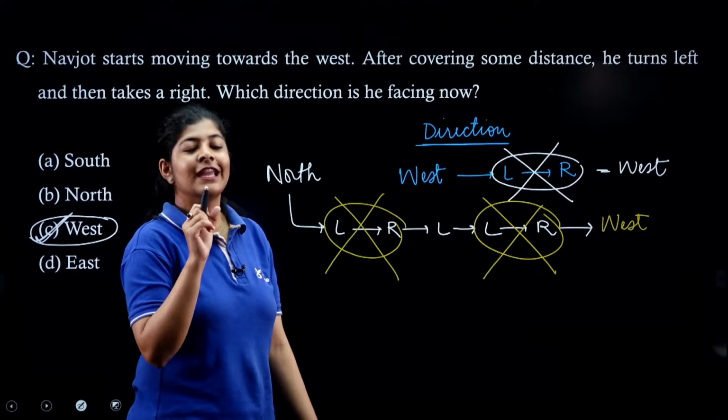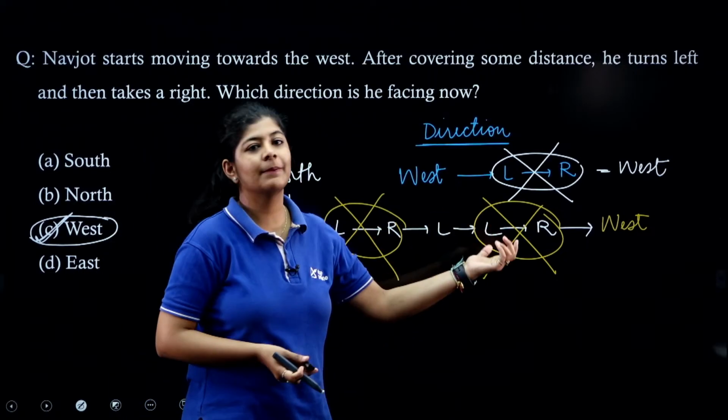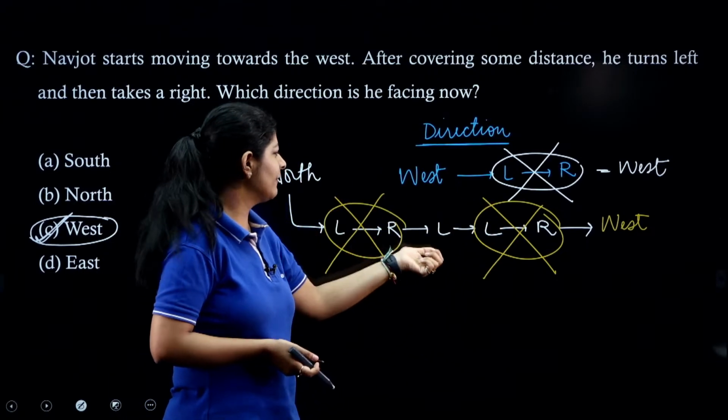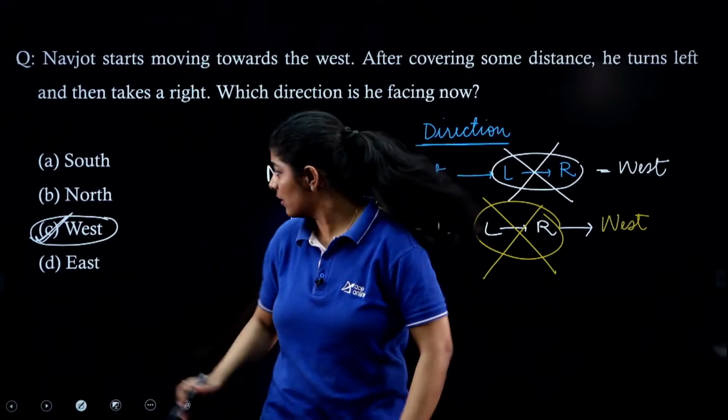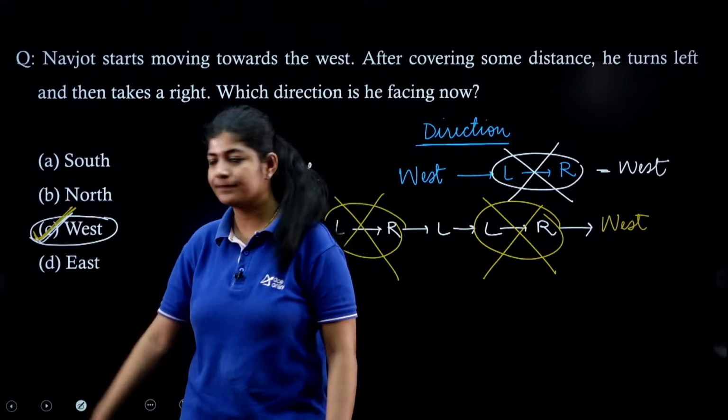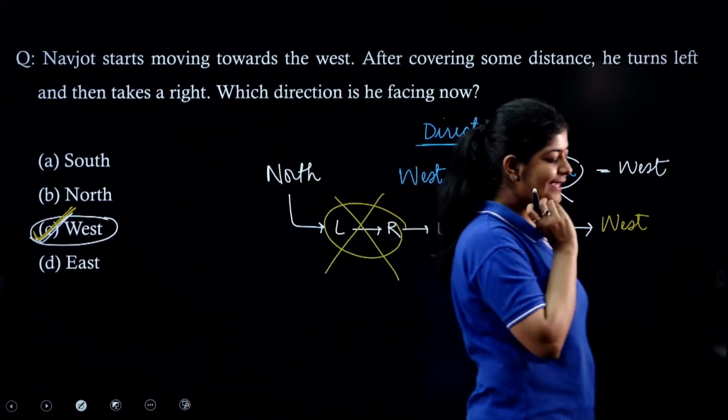So if you are having any combination of left-right pair, just simply eliminate it and just simply find out the remaining turns, if you are having any. So in this one, option number C is the correct answer.